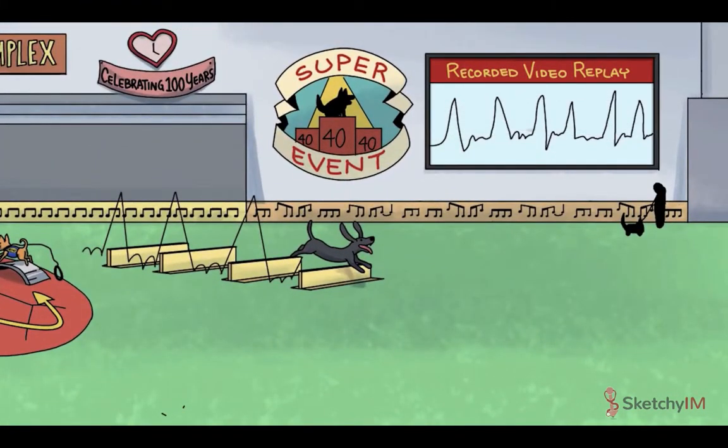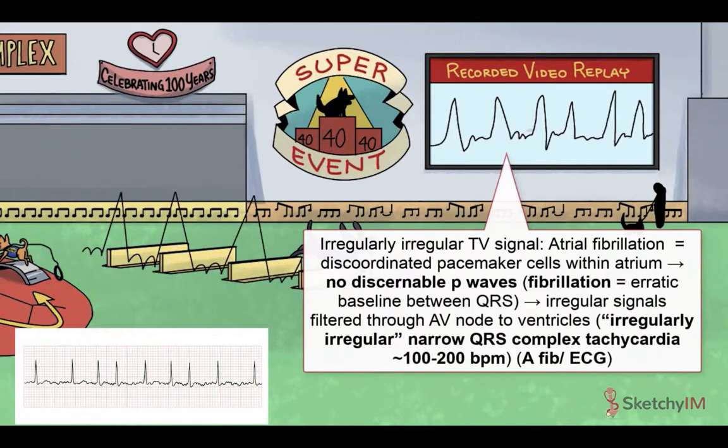Atrial fibrillation occurs when discoordinated pacemaker cells send chaotic electrical signals from all over the atrium continuously. The atrium can generate over 400 electrical signals per minute, but fortunately, only some of these get transmitted down the AV node. This usually results in a ventricular rate somewhere between 100 and 200 BPM.